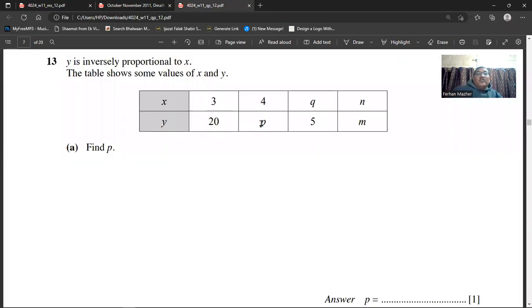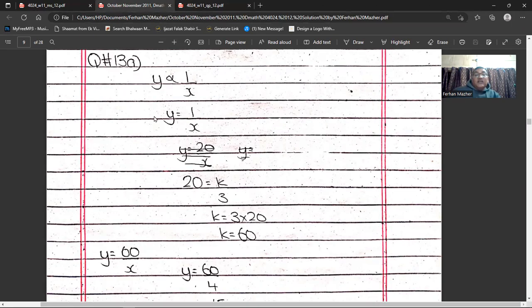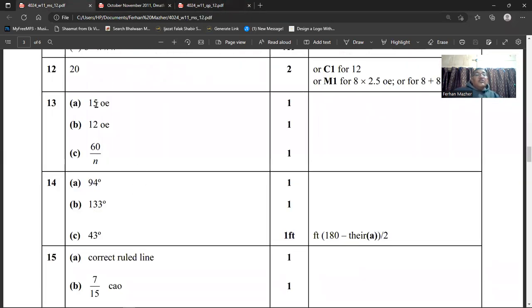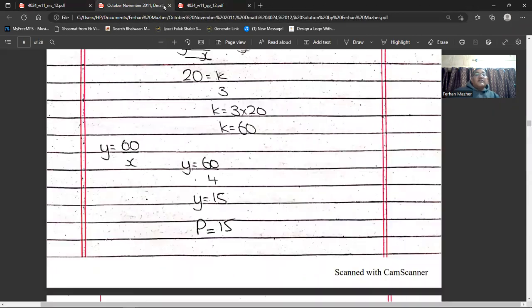Now you want to find this P value. The X is 4 and the Y is P. So that will be 60 by 4, and that will be 15. So it means the P value is 15. So our A part is right.